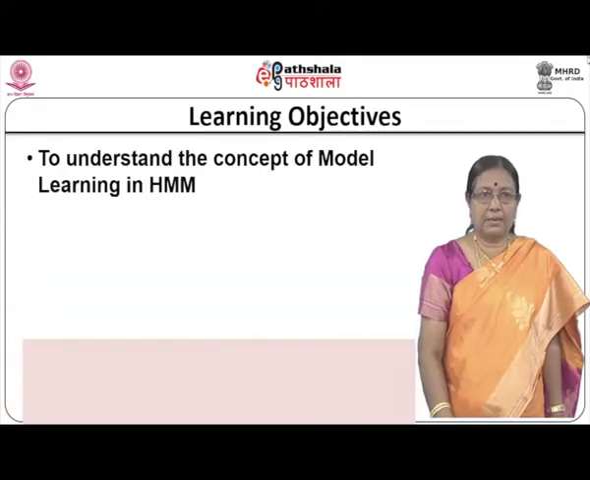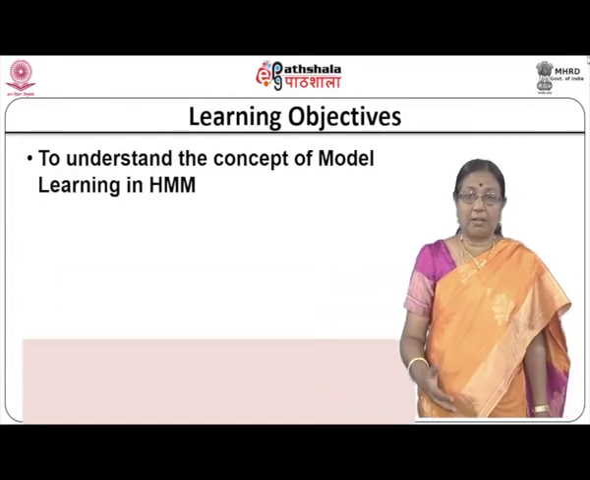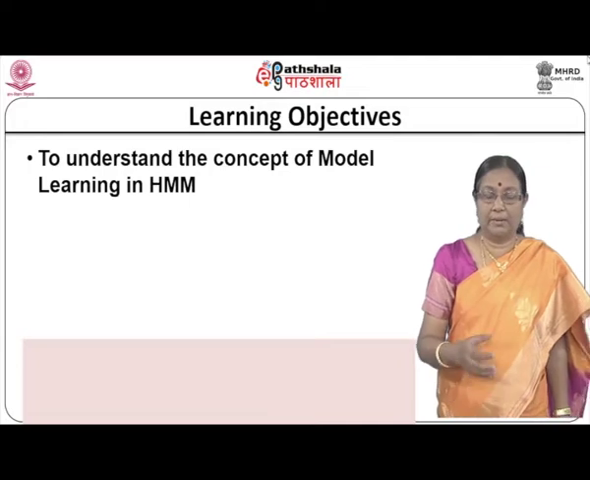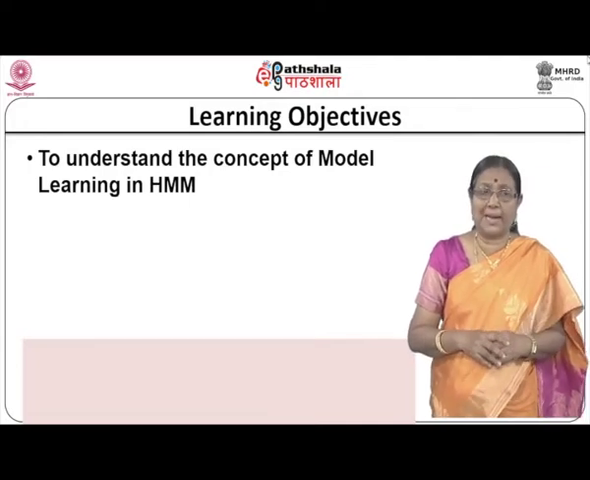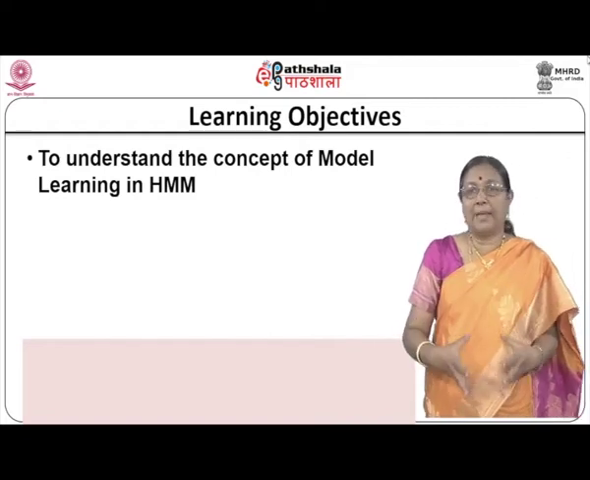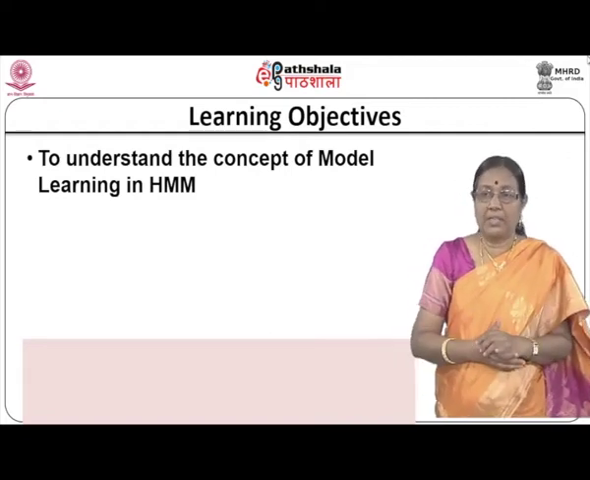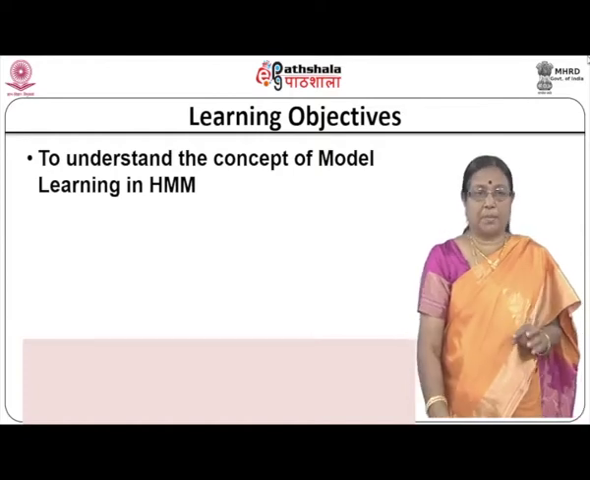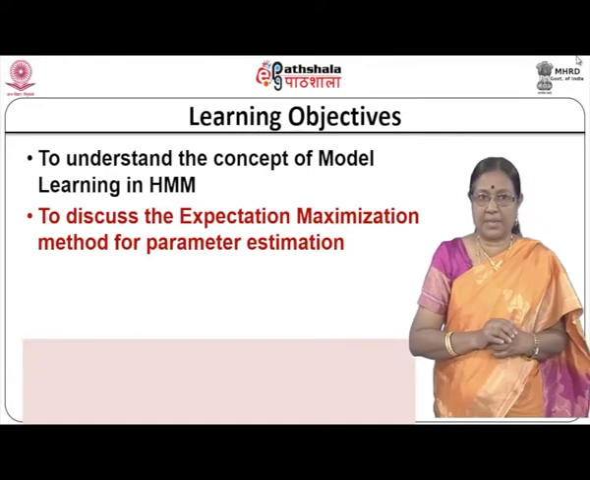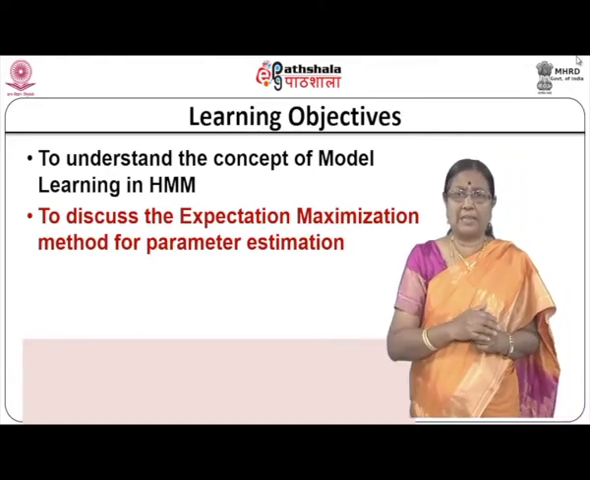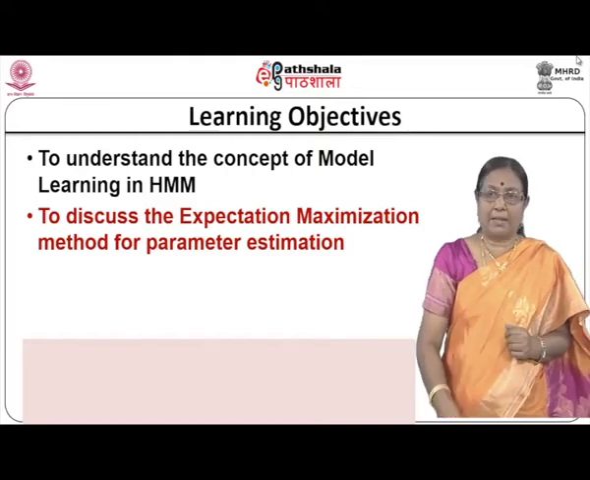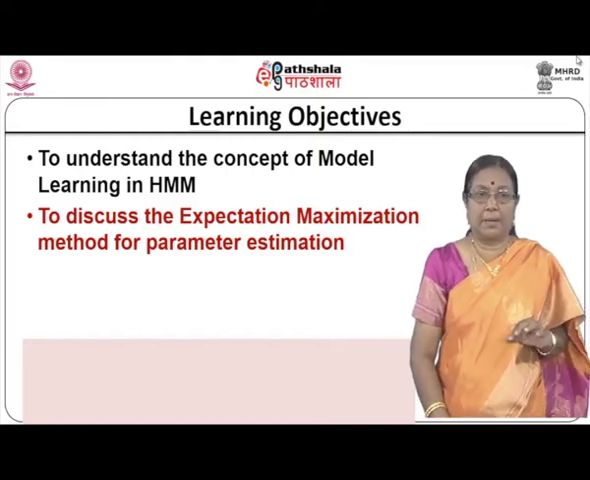So, let us look at the list of objectives again to understand the concept of model learning. Here we are learning the model. In the previous two modules we assumed that the initial probability, the transition probability and the emission probability were given to you. Here we want to learn those probabilities, and we are going to look at how expectation maximization, the basics of which we have seen in some of the previous modules, is used for the estimation of these parameters.